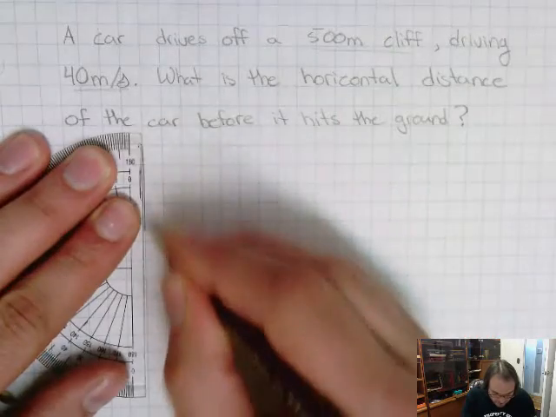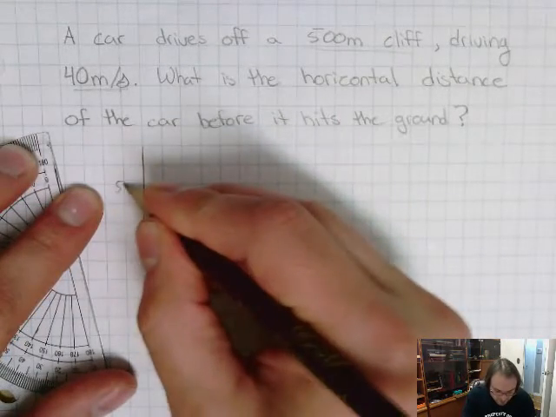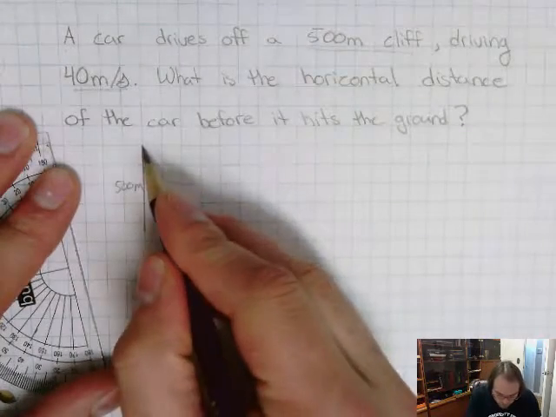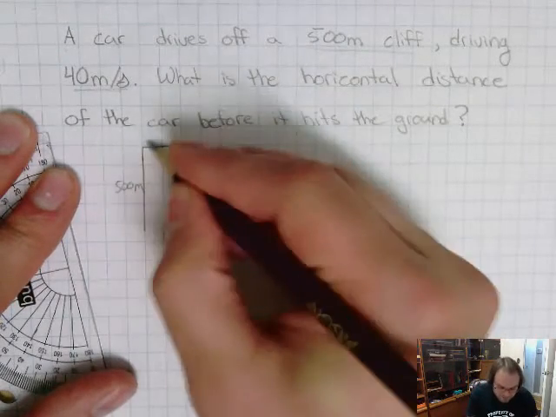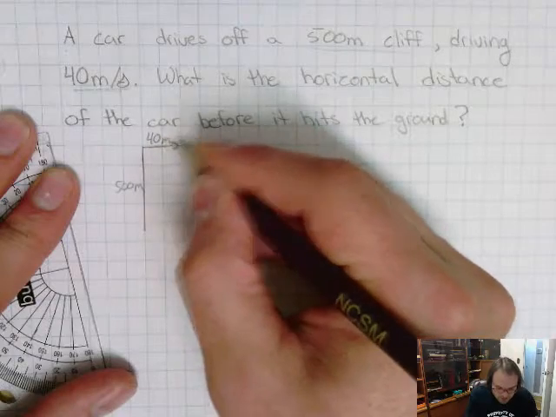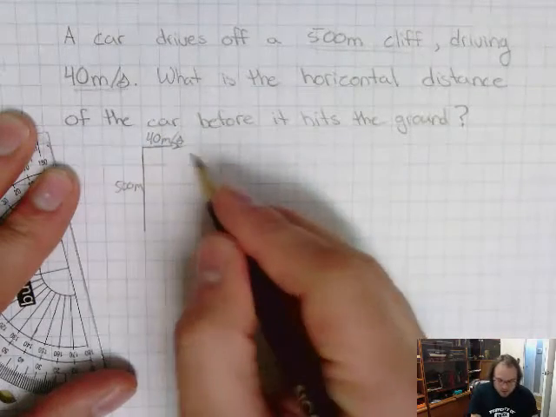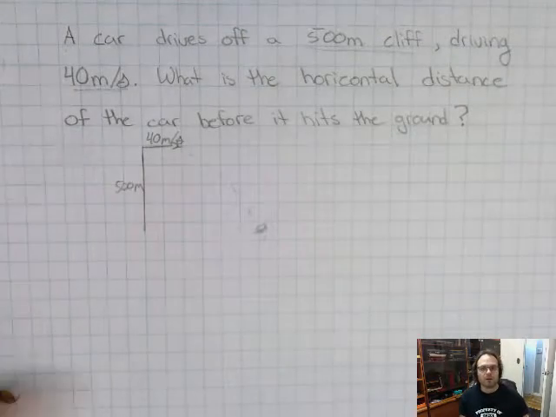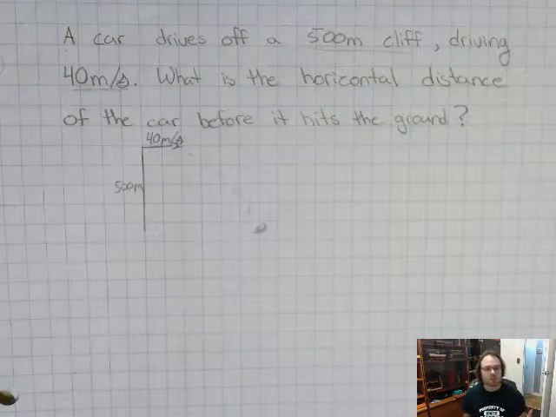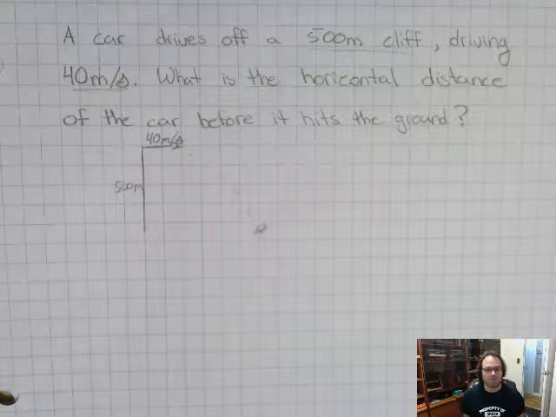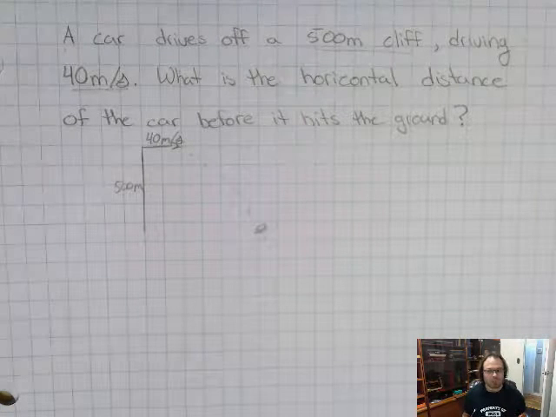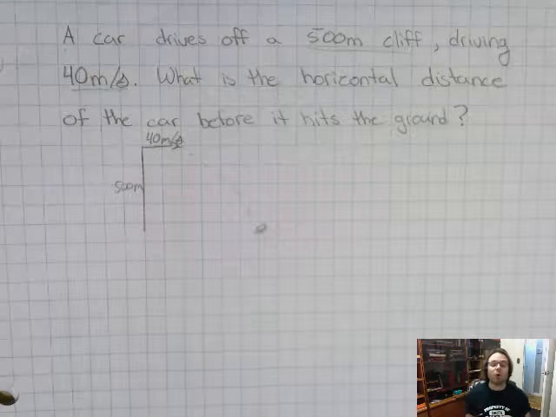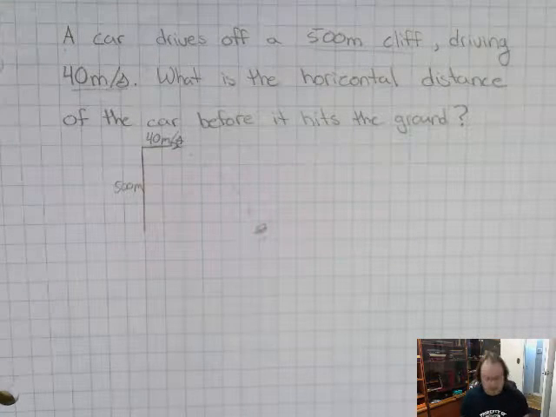So right here I have a cliff that is 500 meters. And we are going horizontally at 40 meters per second. And it's going to keep on going till it hits the ground. So once again, we must first break it down into our x and y vectors, because if we remember, the x and y are independent. The only thing that relates to both the x and y vectors is our time.